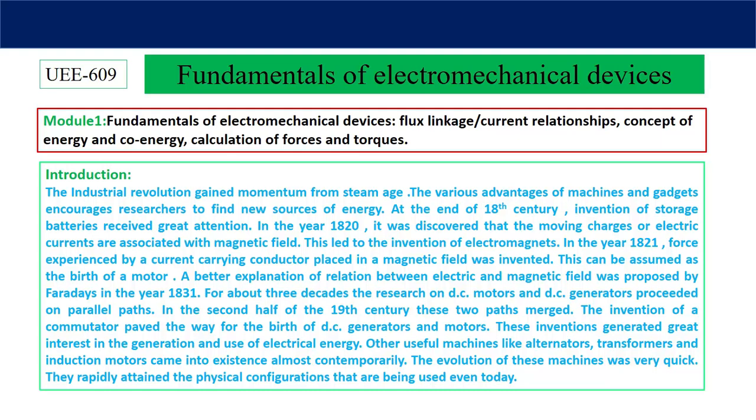These inventions generated great interest in the generation of electrical energy. Other useful machines like alternators, transformers, and induction motors came into existence almost at the same time, contemporarily. The evolution of these machines was very quick, and these machines attained their physical configurations and applications quickly. Even today these machines are popular.